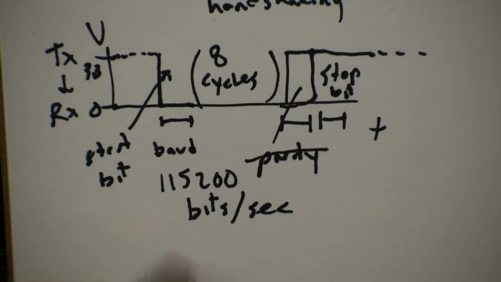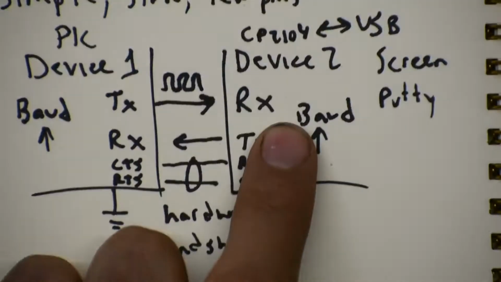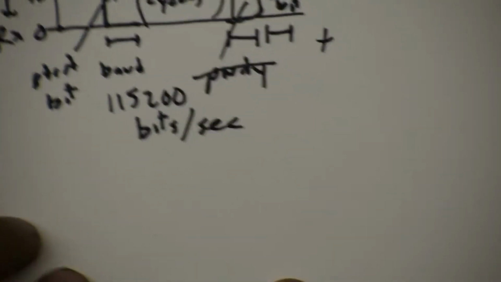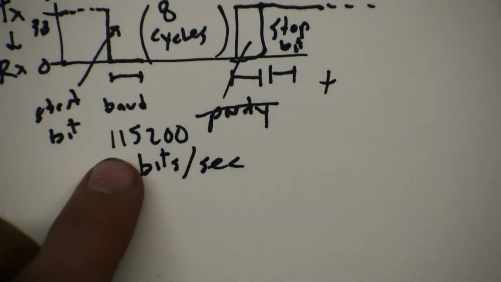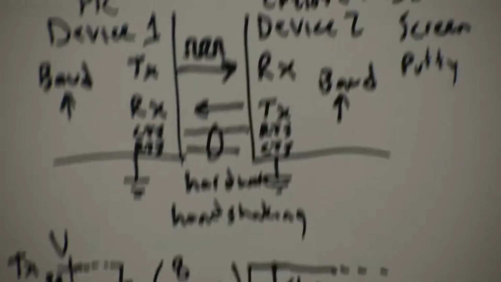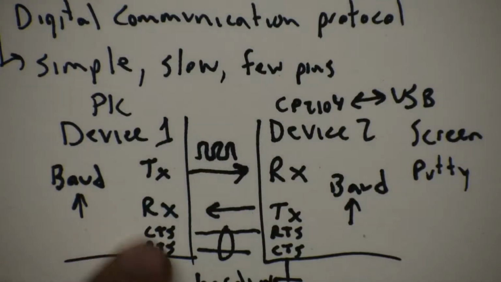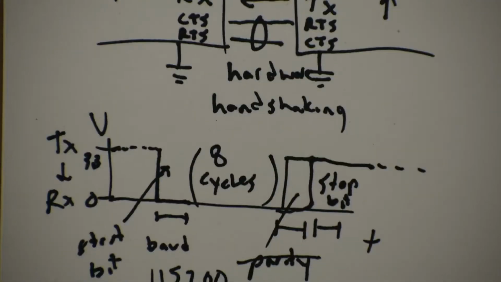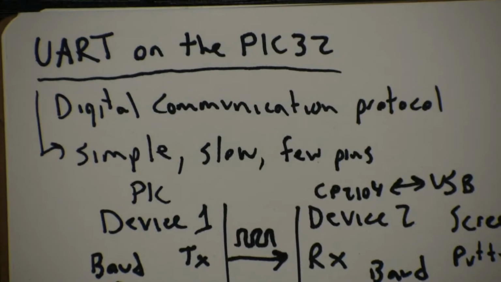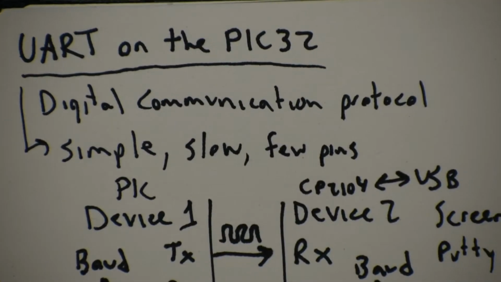So in the future, we're going to see faster ways of digital communication, not necessarily with our computer, because we're kind of stuck with the USB to UART converter to get stuff to the computer. But to get data from one chip to another chip, we'll be able to push this baud rate a lot faster by consequence of using more pins. Okay, so that is using the UART on the PIC32, talking to our computer using a USB to UART converter.